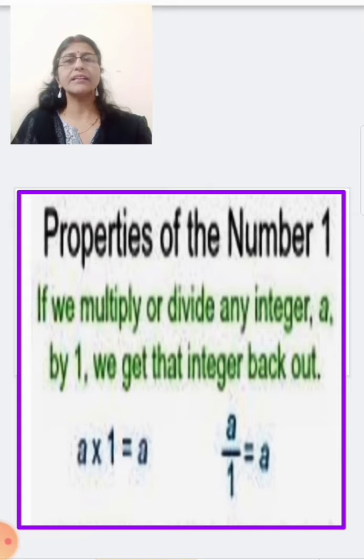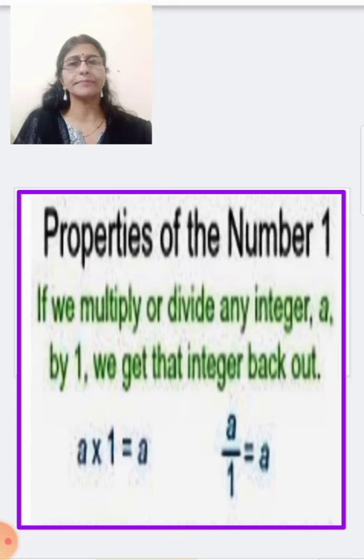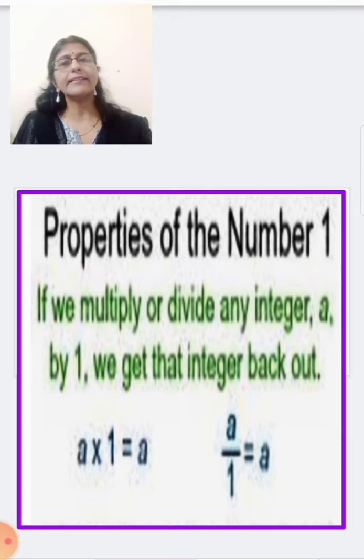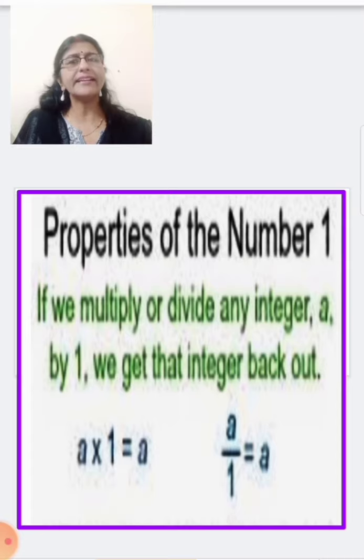Now we'll go to the next property. The next property is properties of the number 1. If we multiply or divide any integer a by 1, we get that integer back. In the last case you have learned about multiplication of integers: when any integer is multiplied by 1, we get the same integer. In the same way, when you divide any integer by 1, you will get the same integer. And this is called the properties of the number 1.